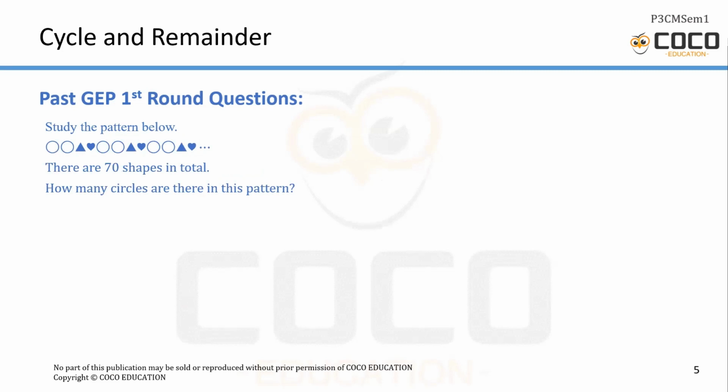In order to do the next question, let's see this question. It's a little bit different from the question just now. Just now the question told us how many ships I want you to find. But this question, they will tell you how many ships there are in total, and they ask you another type, maybe just circles. How many are there in this pattern? It's a little bit different, but we still need to find the cycle first. How to find? The question says we have 70 ships in total, and I notice one pattern always has 4 ships.